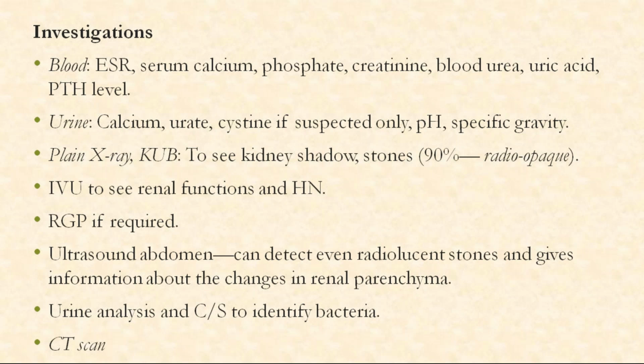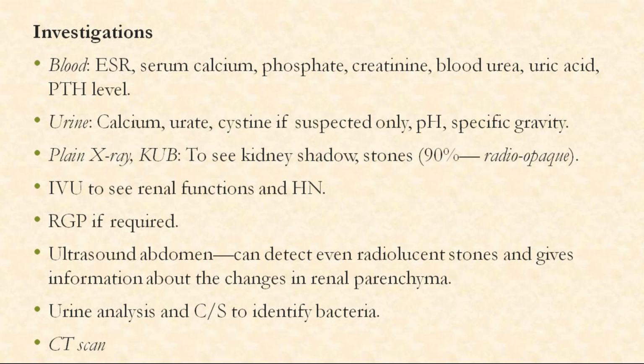Next, urine collection and urine examination. In the urine, certain solutes are there: calcium, urates, cysteine. You should easily recognize the renal stones. The specific gravity of the urine should also be known. Next, plain X-ray of the abdomen. I already told you about the plain X-ray of the abdomen. Sometimes renal shadows are there. 90% of renal calculi are radio opaque, except uric acid, which is radiolucent.